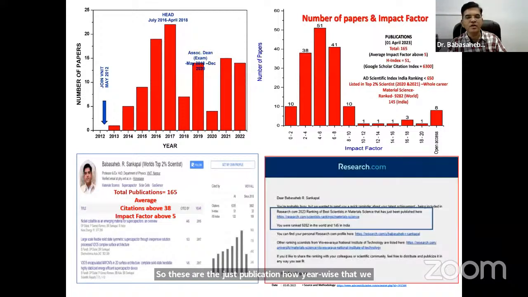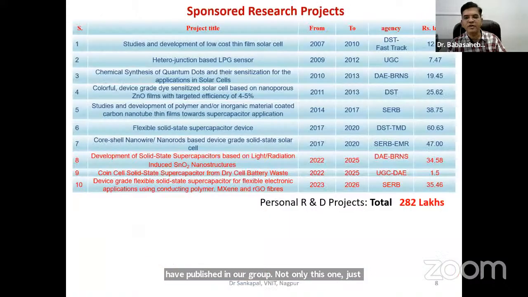Not only this, madam also told about the citations as well as impact factor. And here are the projects: 7 projects completed, and at present I'm running 3 projects. If you see the title of each project, it is not only to synthesize the material, but at the end it is an application part, either by means of solar cell, or maybe you can think about the sensor, that is the gas sensor, or the supercapacitor.